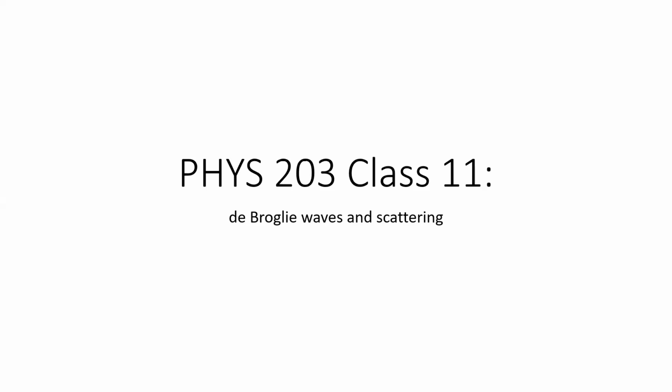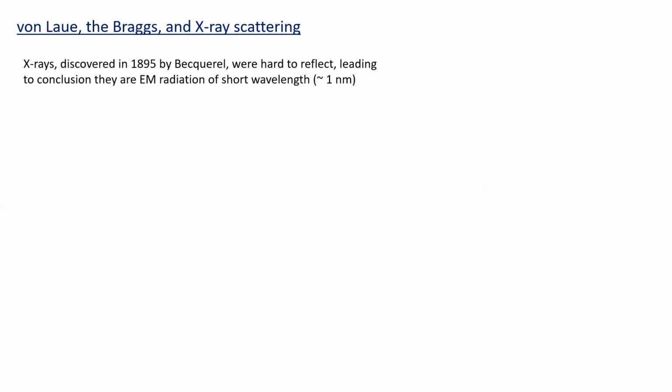Without further ado, let's get into the material. X-rays were discovered in 1895 by Henri Becquerel, but they proved hard to reflect, like light rays can reflect off of mirrored surfaces. If you try to reflect X-rays off of a regular mirrored surface, it won't form a coherent image. This and other experiments led to the conclusion that they were electromagnetic radiation, but of very short wavelength. Because they were of such short wavelength, irregularities in the surface of the mirror would cause them to reflect in random directions and not form a coherent image. So X-rays were known by this and other experiments to be electromagnetic radiation of short wavelength.